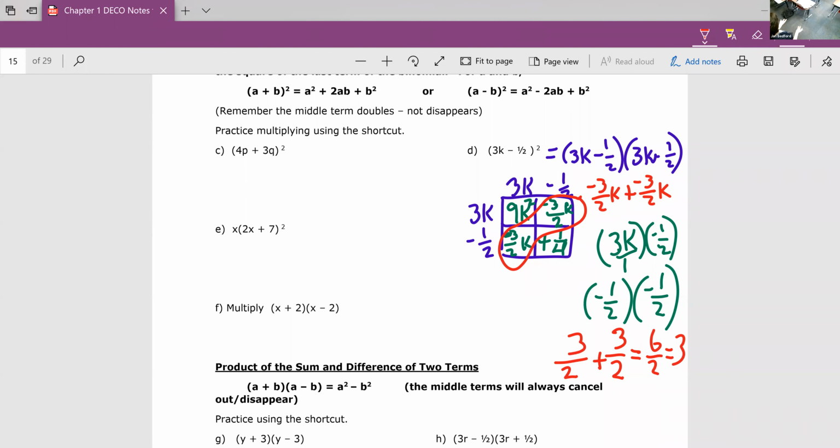Does that make sense? Now, does that need to be a positive or a negative 3? Because a negative plus a negative, the signs were the same. I added the numbers and I keep the same sign. This is going to be a negative 3k. So my answer would be 9k squared minus 3k. And then what's going to go on the end? Plus 1/4. Does that make sense?